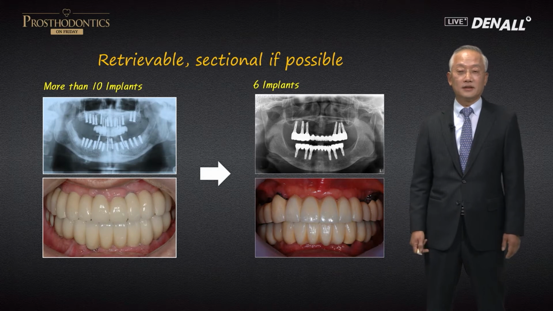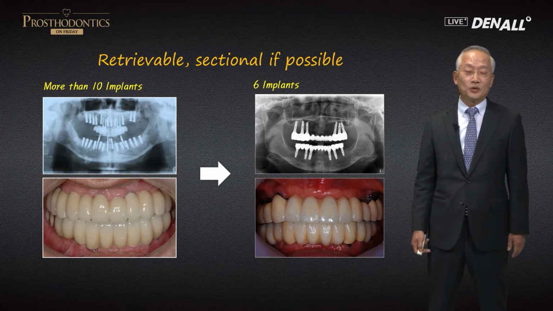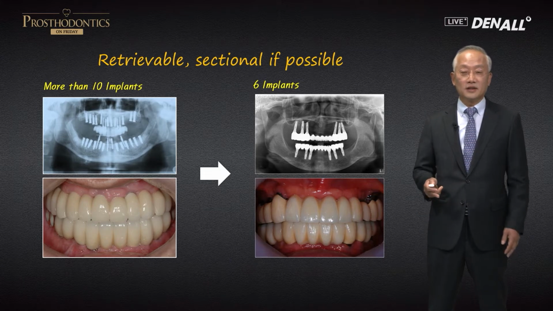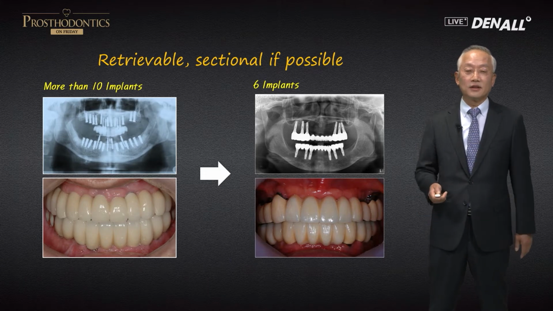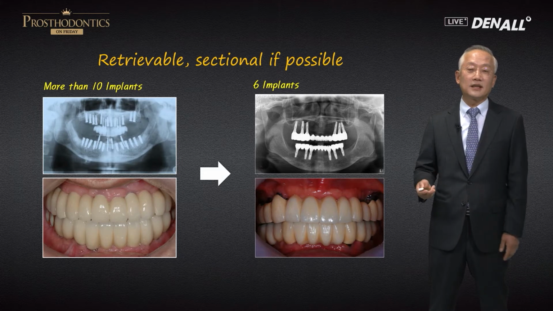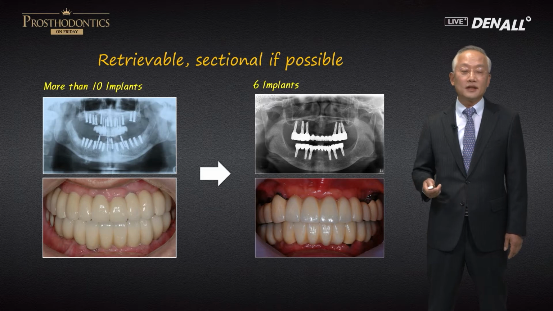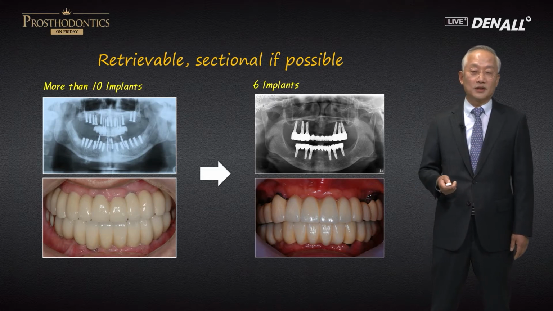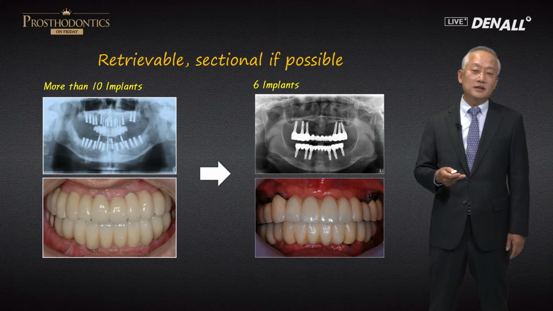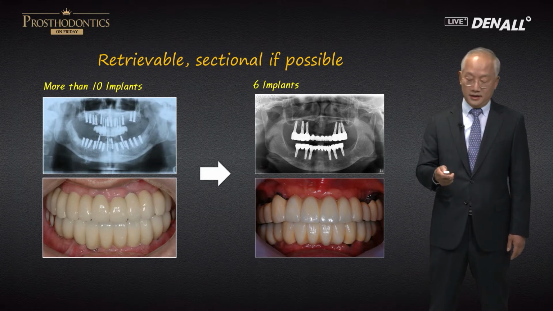So up to first molar, 12 implants are suggested. I try to divide into sections so that it has a design that is retrievable. I focus on repair and maintenance. The most effective treatment allows for good maintenance.